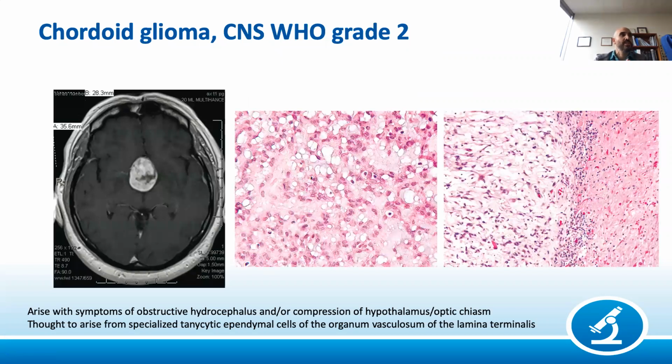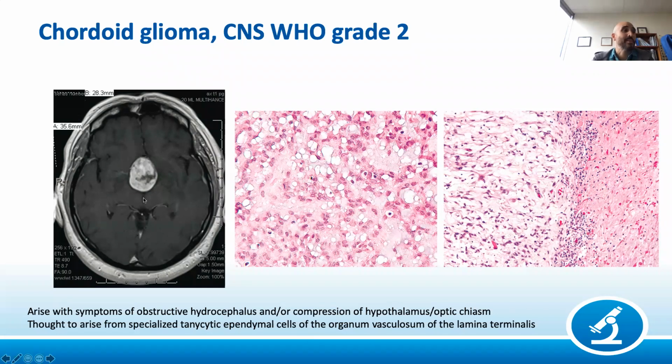Okay, so the first is chordoid glioma, CNS WHO grade 2. So this sort of epitomizes the notion of a circumscribed astrocytic glioma. These were often called chordoid gliomas of the third ventricle because of this very characteristic location within the third ventricle. And this is thought to do with the fact that they arise, at least thought to arise, from specialized tanycytic ependymal cells within the organum vasculosum of the lamina terminalis.